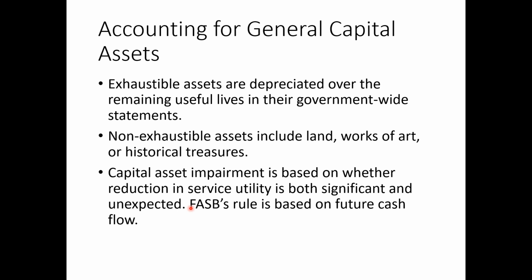However, for non-profit or governmental entities, those assets are not used to earn future cash flows. So there's no future cash flow from those assets. Therefore, the only thing we can tell is reduction in service utility. If they're not as useful as before to serve the public, for example, then we say this asset is impaired.